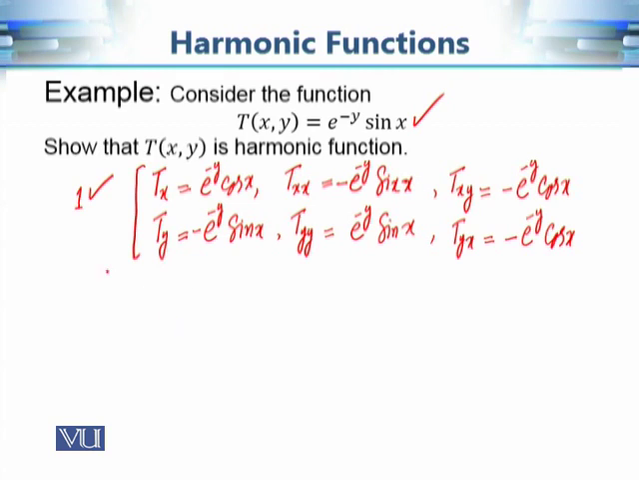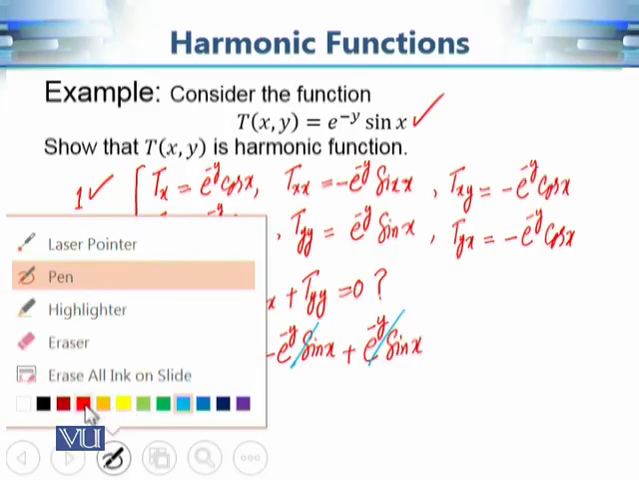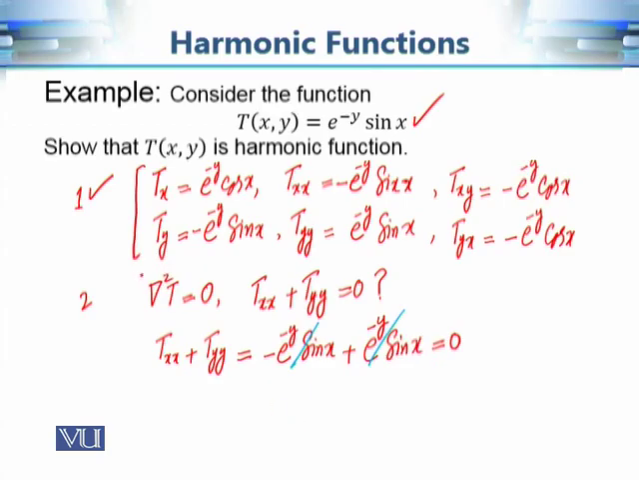Now what about the second condition? It must satisfy the Laplace equation. In other words, nabla square t must be equal to 0. So, we need to check whether txx plus tyy is 0 or not. Let's begin with txx plus tyy. I'm ignoring the expression that it depends on the variables x and y because it is understood. So what is txx? This is equal to minus e raised to power minus y sine x. And what is tyy? In this case, we can see that this is equal to e raised to power minus y sine x. We can check that they will cancel out each other and the answer is going to be 0. So the second condition is also satisfied. So we can say that this function t of xy is a harmonic function.